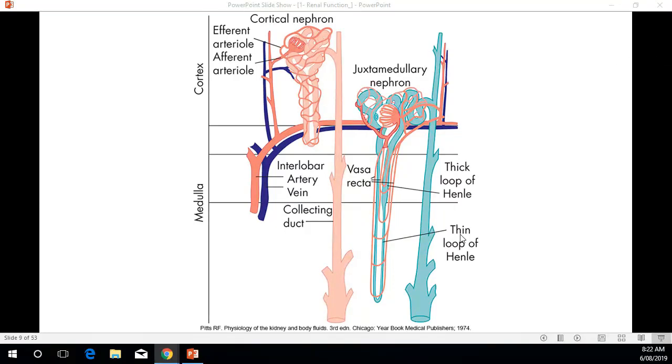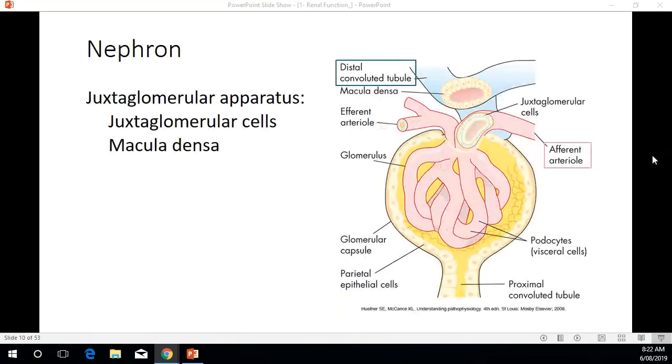All right. The main function of loop of Henle is in allowing the kidneys to concentrate the urine. In other words, in conserving water. Okay. All right. Now, this is what I showed you earlier. The distal tubule passes very close to the afferent arteriole.